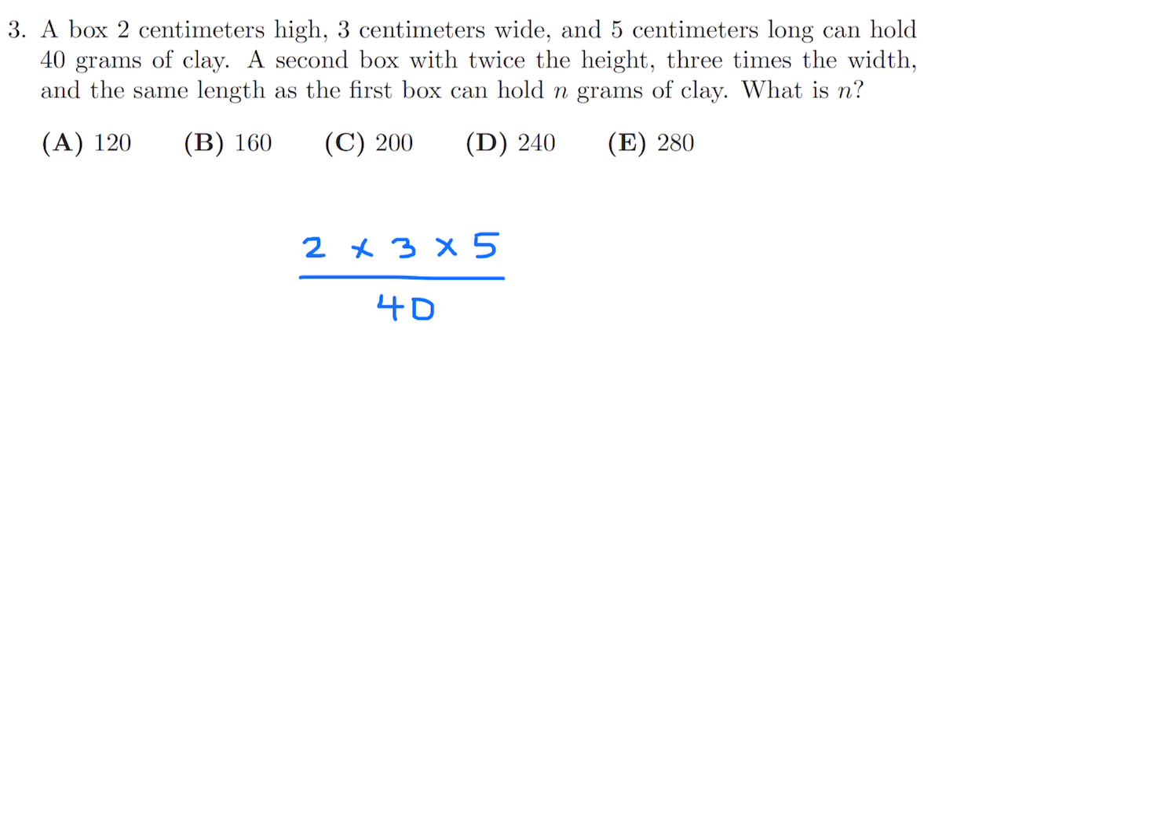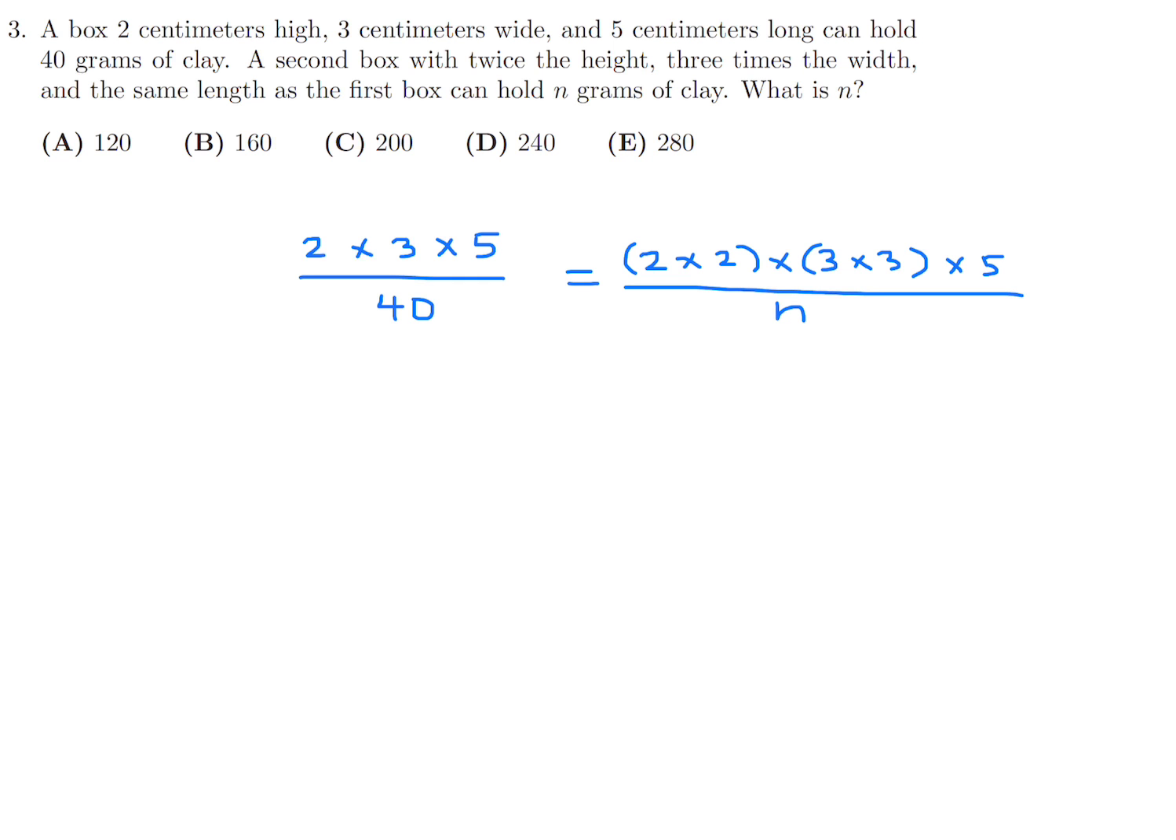of clay is equivalent to now twice the height, so instead of 2, it's 2 times 2. Instead of 3, it's 3 times the width, so it's 3 times 3. And the length is the same, so that's just 5. And that's all over n. So they want you to figure out n.